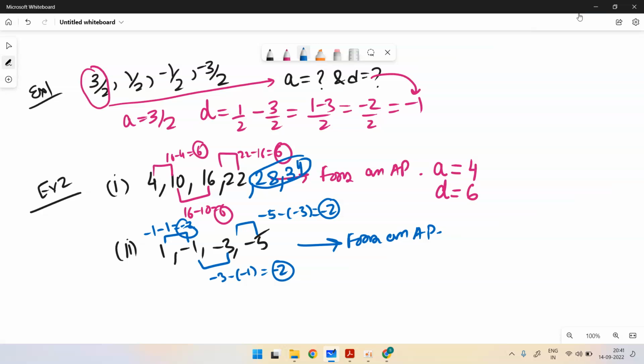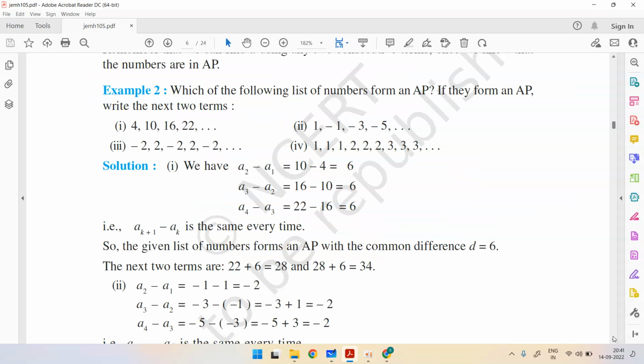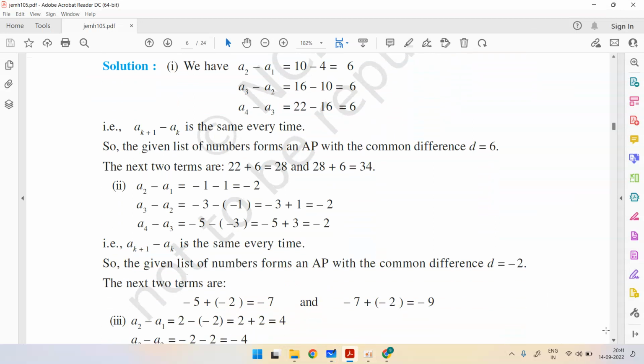And what is the next term? So the next term, you can see this is minus 5, and plus minus 2 is nothing but minus 7, and then minus 7 minus 2 is nothing but minus 9. So minus 7 and minus 9 are my next two consecutive terms.